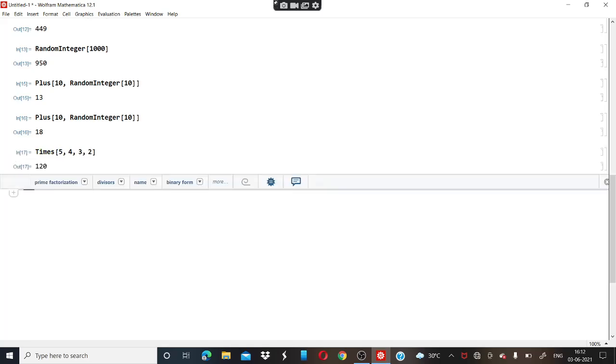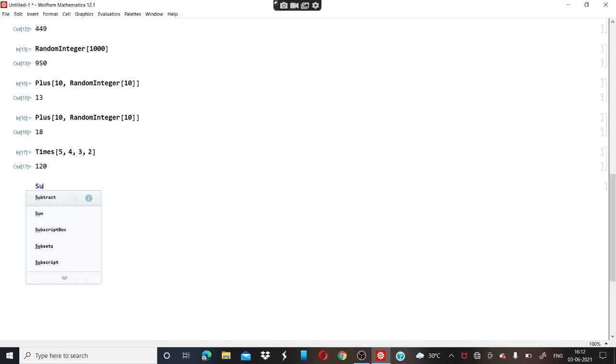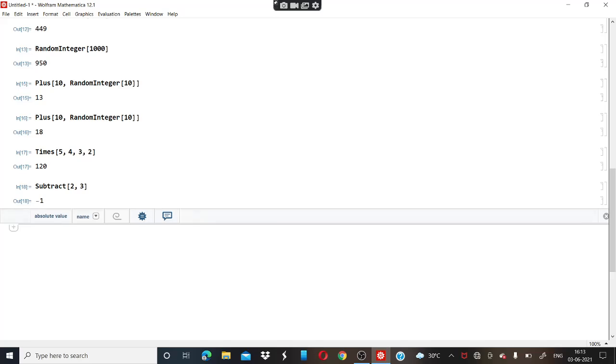Compute 2 minus 3 using subtract. It is a very easy question. We will use subtract, bracket, 2, 3. We will take care of the order. Then press shift and enter, and we get the result -1.